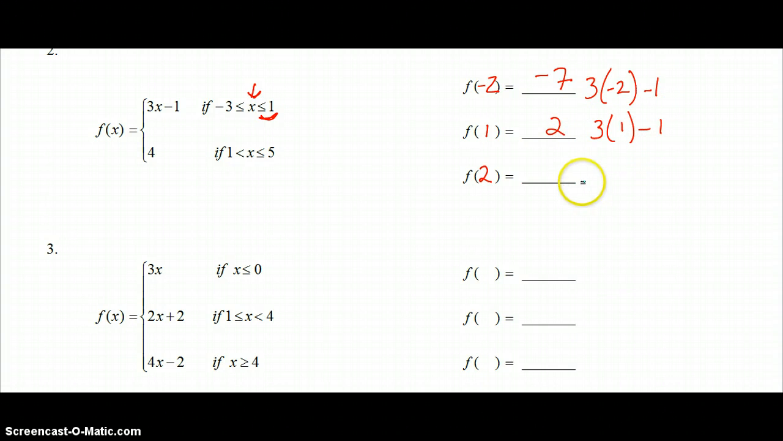In my last example, my x value is 2, so I'll use it in this equation here, this domain, and the value for any x is 4.